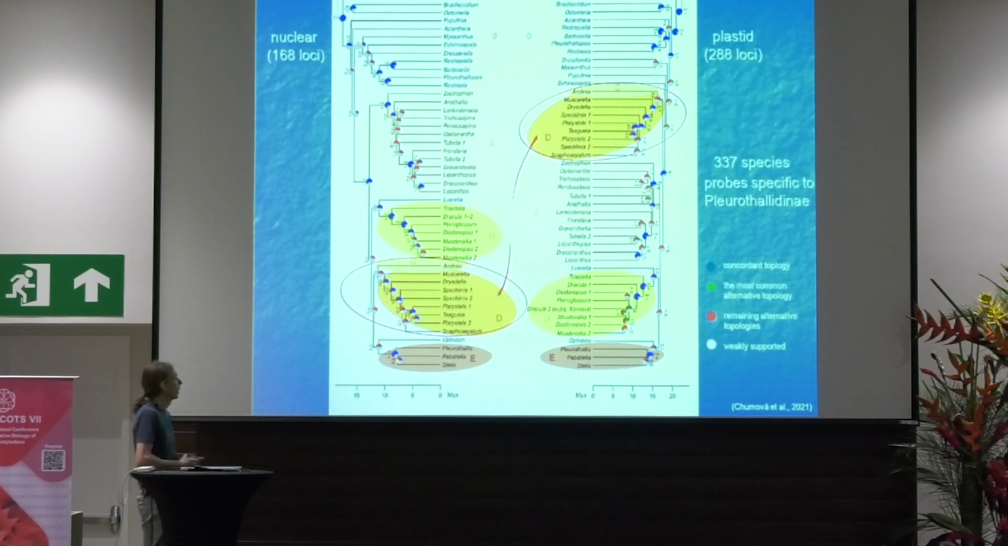And we need a really good phylogeny, so we decided to design probes specific to Pleurothallidinae. They work nicely if we are working with just one clade, but at the level of the whole subtribe, together with some outgroups which are not shown here, we were able to align just 168 nuclear and 288 plastid loci. But still, this was enough to distinguish some main clades and some nice relationships. There are still some parts which are not nicely solved, but it's something.